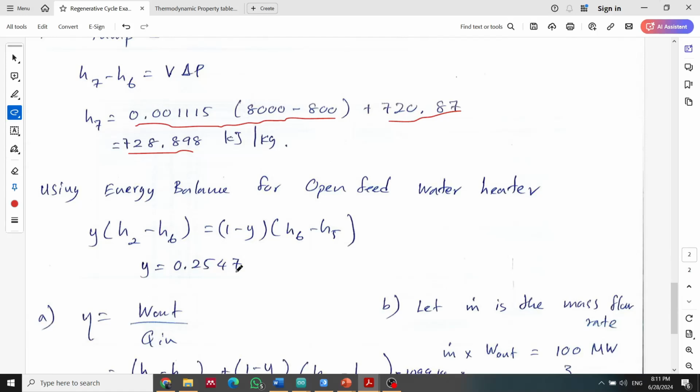Y equals 0.2547. That means 25.47 percent of steam will be extracted for feed water heating, right? That means if you pump 1 kilogram of steam, then around 250 to 50 grams of steam will be extracted for feed water heating. Then roughly 750 grams of steam will be passed to the second set of turbine. That's what this means. Okay.